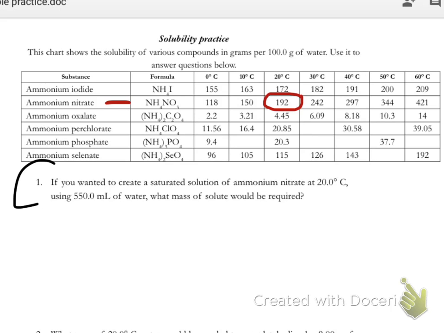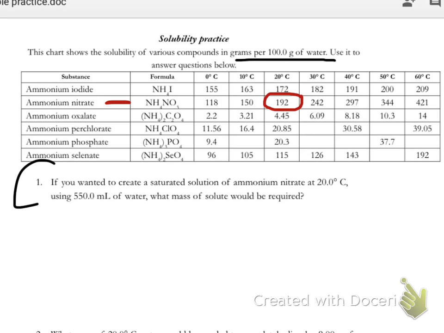Ammonium nitrate is incredibly soluble in water. Nitrates tend to be very soluble, and so do ammonium compounds, so ammonium nitrate is super soluble. Okay, now we have one slight problem. This chart gives us solubility in 100 grams of water.